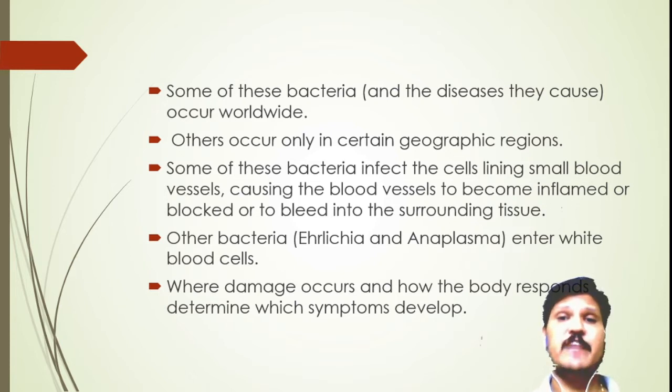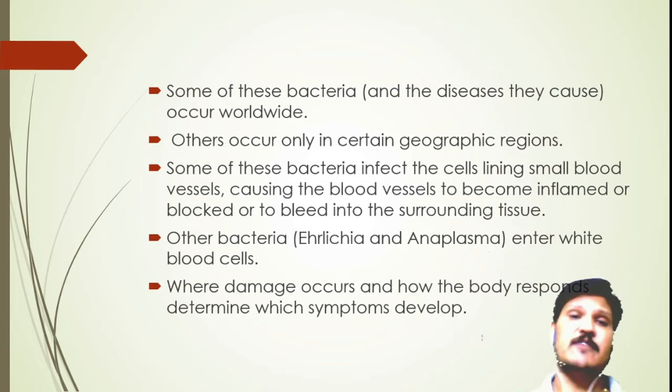Some of these bacteria infect the cells lining small blood vessels, causing the blood vessels to become inflamed or blocked, or to bleed into the surrounding tissues. Other bacteria, especially Ehrlichia and Anaplasma, enter white blood cells. Where damage occurs and how the body responds determine which symptoms develop. In the case of Rickettsial infections, the major role is played by the immune system, or the immune status of the person. Symptoms develop based on how the immune response occurs.